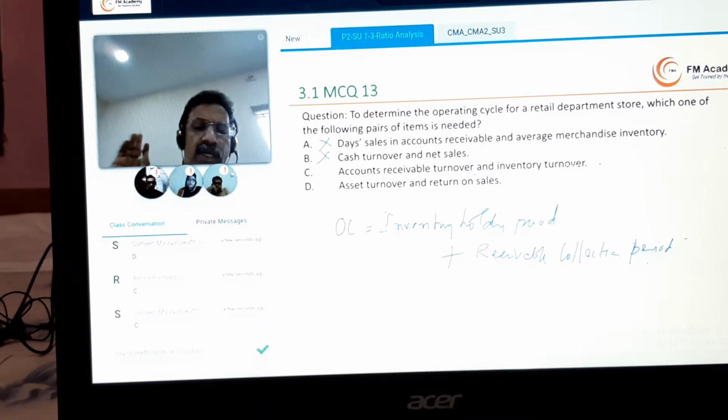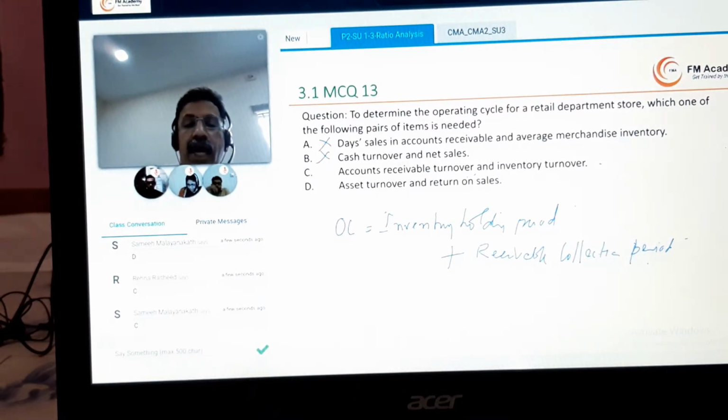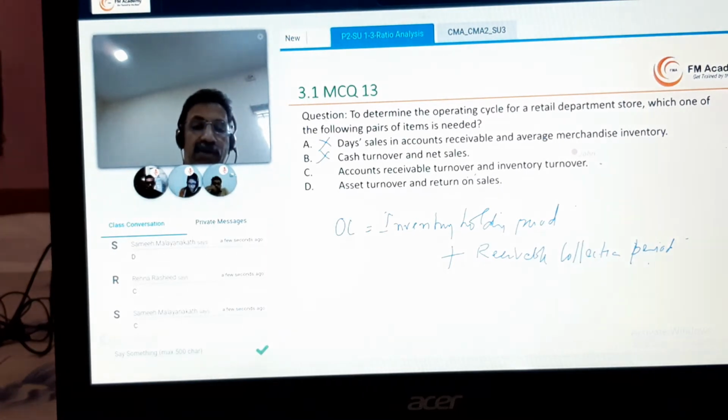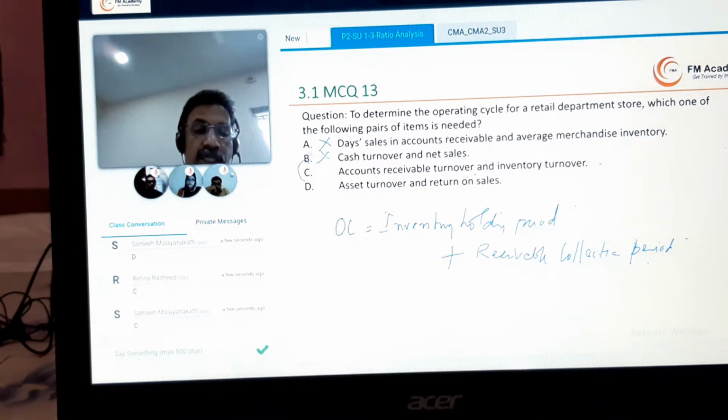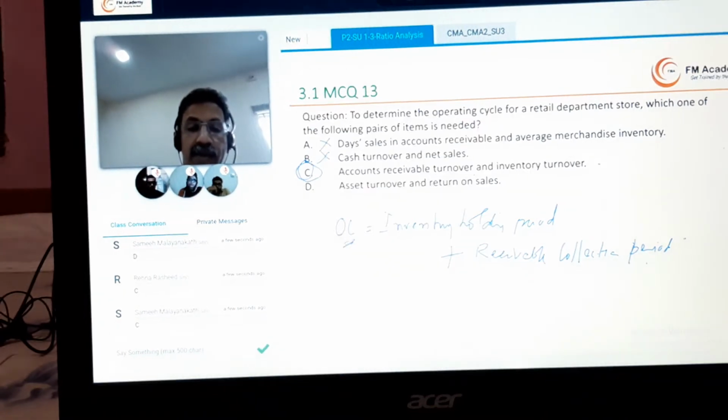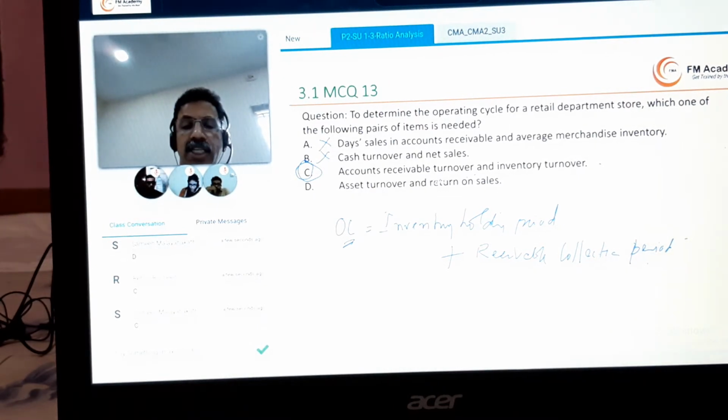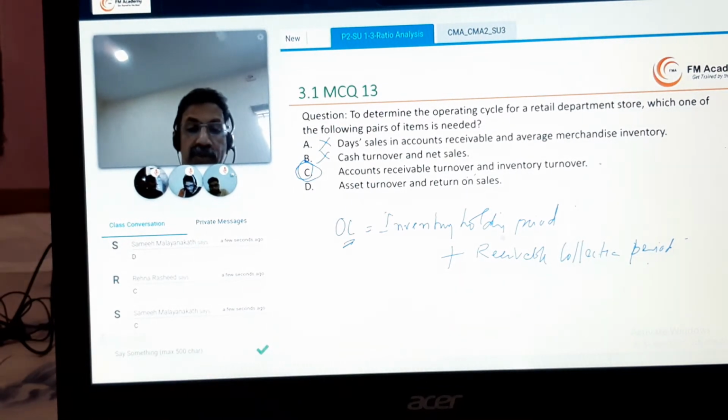Even if you don't have the turnover days, it is fine, because 365 divided by account receivable turnover would be the account receivable turnover days. 365 divided by inventory turnover would be inventory turnover days. 365 is the number of days in the year, so that you already know. So if you have this information, you can always compute the operating cycle. Asset turnover and return on sales, if you have it, you will not be able to find the operating cycle, right? That's not good enough.